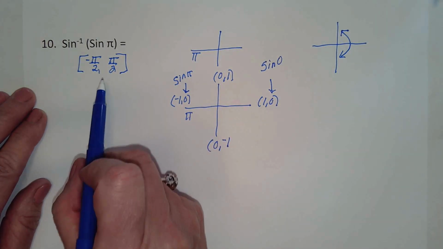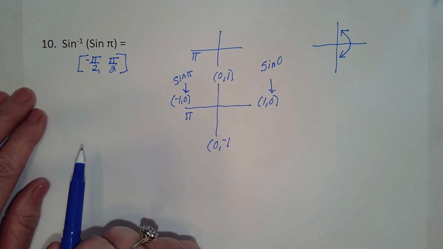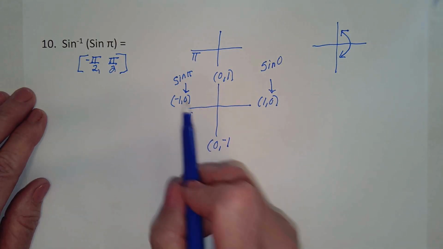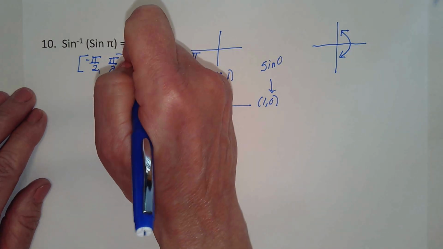So our value, if the angle is outside the domain, which this is, we rewrite it using an angle with an equivalent value, which is what we have here, that is in the domain. So it's going to be 0 radians.